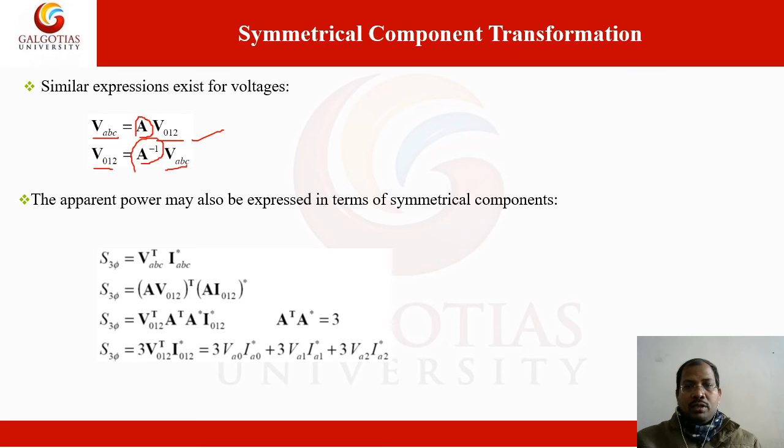So this is the power equation. The voltage and current relations were already discussed. Now come to the power. Here you can see the three-phase power in terms of the phase quantities: VABC transpose into IABC conjugate. VABC and IABC we take from the previous slide and put in all these values. For the transpose, the positions are just altered. So we take A transpose, and for the current we take the conjugate value, A conjugate into I. So A transpose into A conjugate, we get 3.